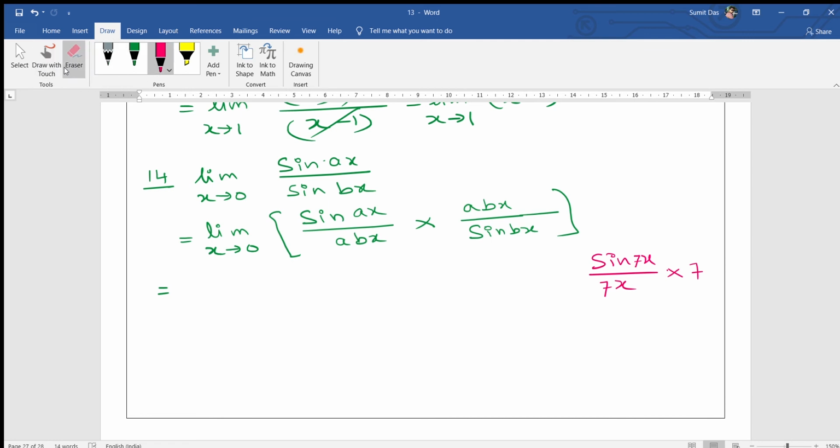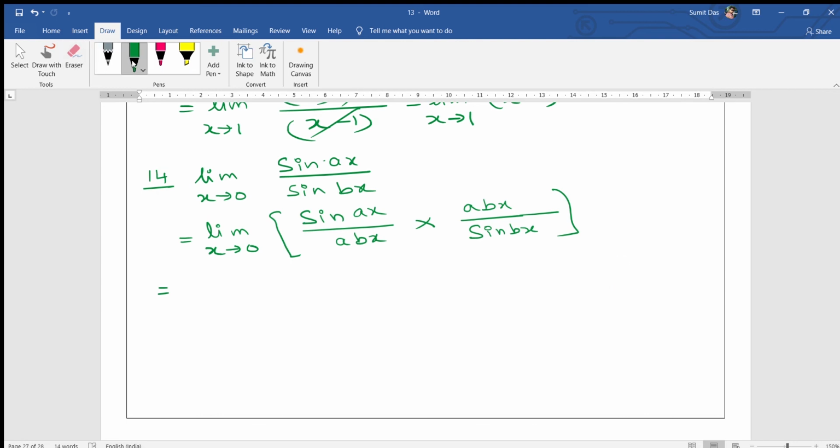This is the approach you need to learn. In every question the approach has to be learned. So whenever sine x, a sine kind of thing is there, we have to always convert it into sine something x divided by something x. If it's x, we divide with x. If x is multiplied with some number, then we divide with that number. So here you can see I'm dividing with this abx.